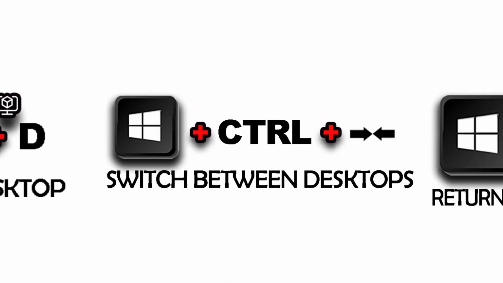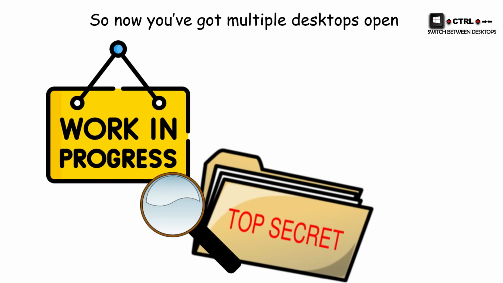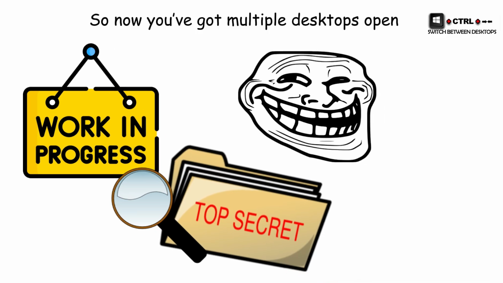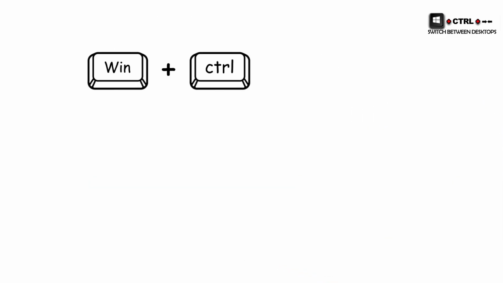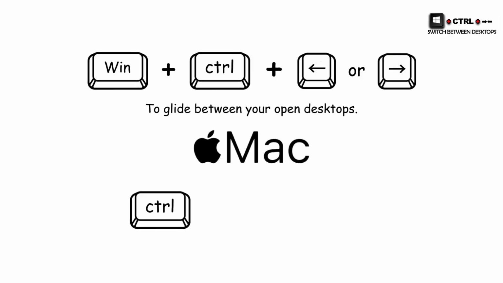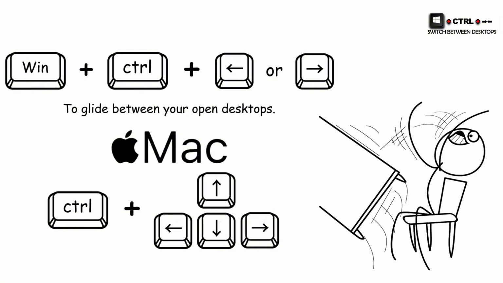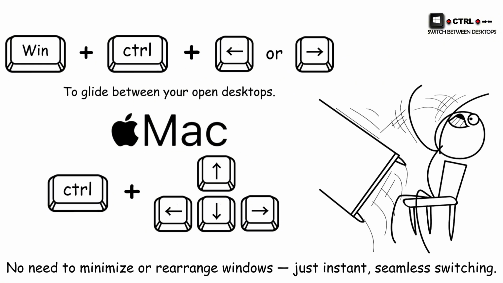Switch between desktops. So now you've got multiple desktops open, one for work, one for that secret side project, maybe one just for memes. But how do you jump between them like a pro? Easy. Press Windows plus Control plus left or right arrow to glide between your open desktops. Mac users, use Control plus arrow keys. It feels like flipping through tabs in your own brain. No need to minimize or rearrange windows, just instant, seamless switching.